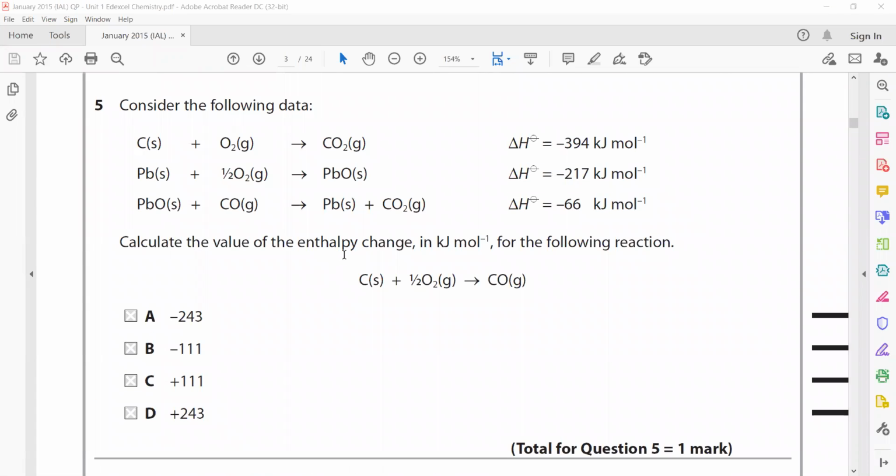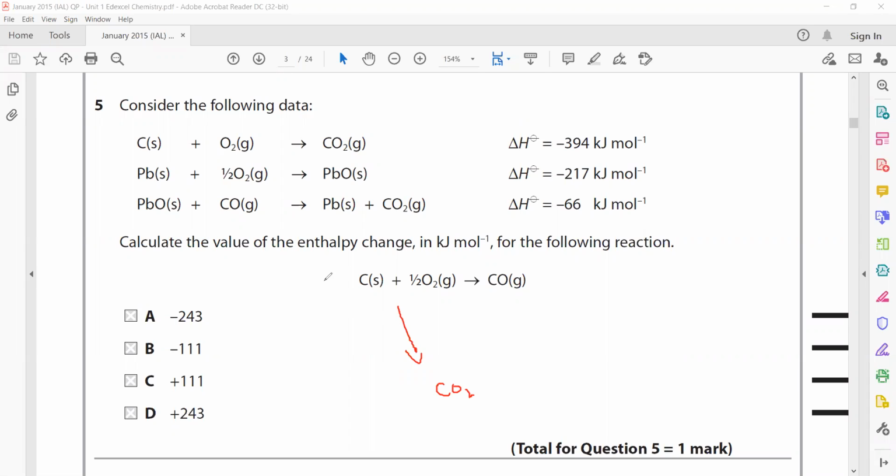Consider the following data. The following data is given. Calculate the enthalpy change in kilojoule per mole for the following reaction: carbon plus oxygen gives carbon monoxide, and we need the enthalpy change for this reaction. So what we can do is use Hess's law here. When carbon reacts with oxygen, it forms carbon dioxide. So maybe it will form carbon dioxide.